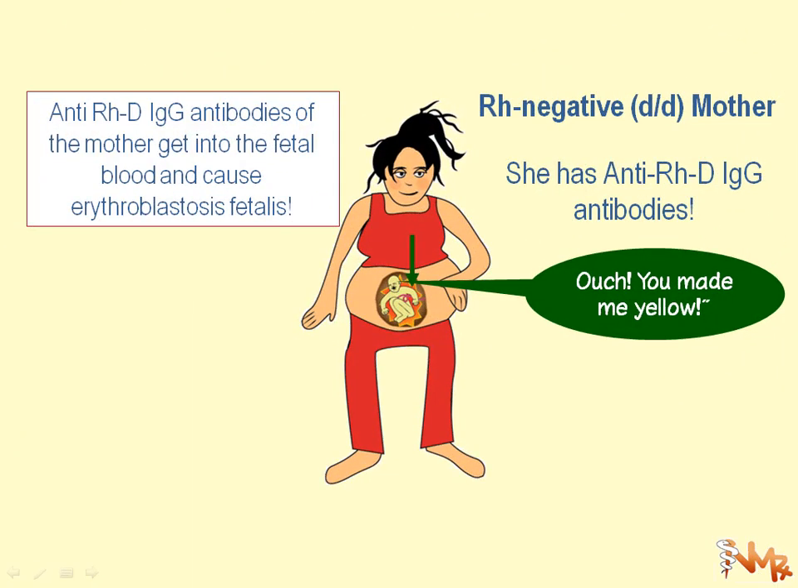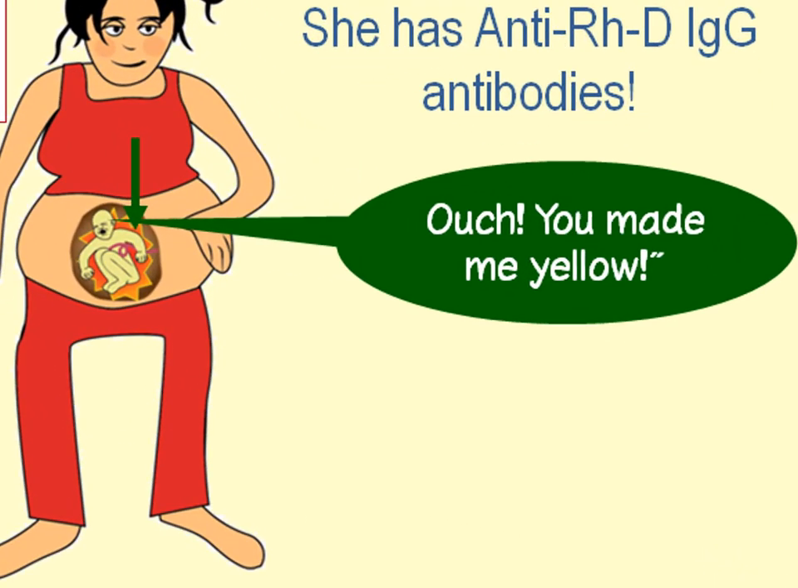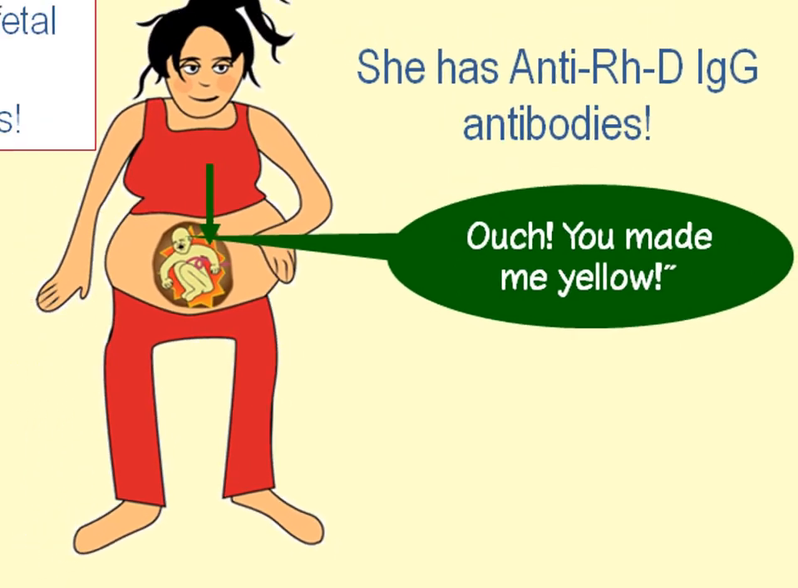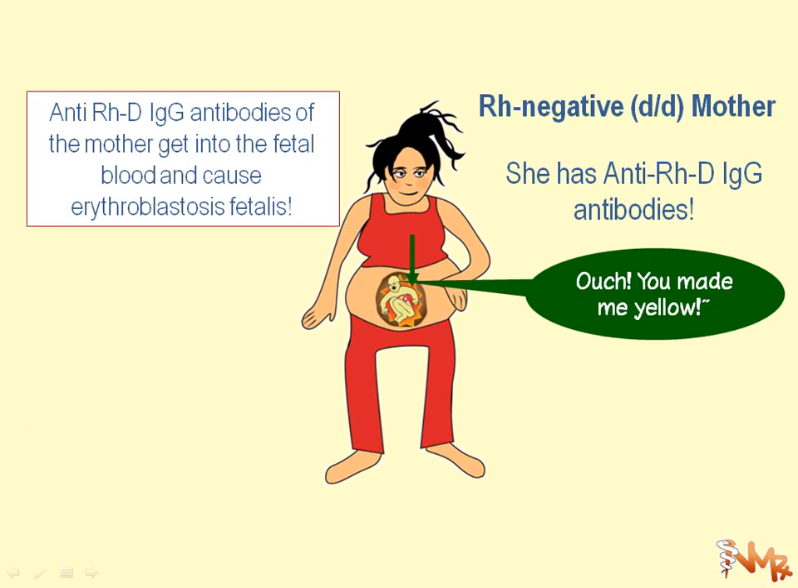Unfortunately, since she has anti-RHD IgG antibodies and they can pass the placenta, they can get into the fetal bloodstream and they can cause erythroblastosis fetalis. And the reason that the fetus says, ouch, you made me yellow, is the fact that most prominent finding is jaundice, and of course in the fetus and in the neonates that bilirubin can pass through the blood-brain barrier and can cause kernicterus and brain damage and possibly death of the fetus.